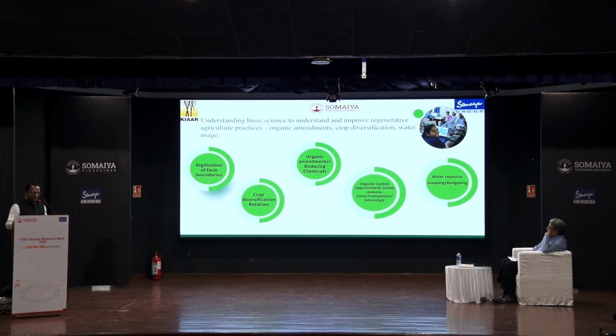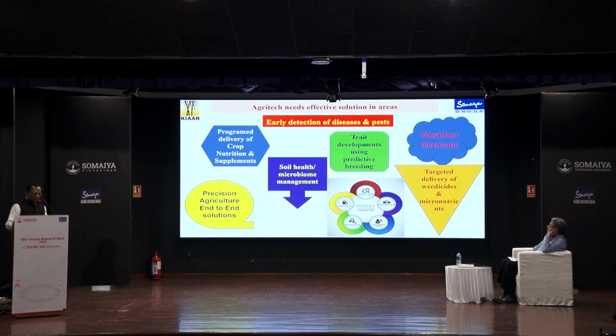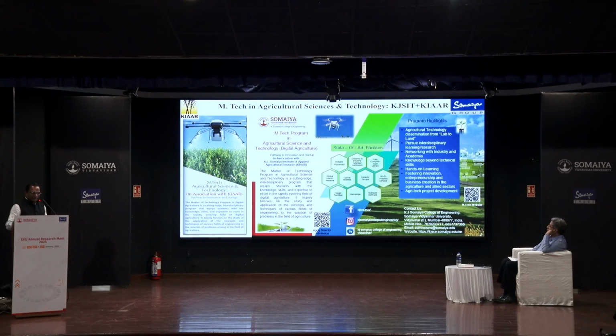Our focus areas include digitization of farm boundaries, which is already underway with KJSIT College. Dr. Shamal is our collaborative partner. We have done 55,000 plot boundaries, and our target is 2,80,000. Then we are encouraging crop diversification among farmers, and organic amendments are also being introduced. Carbon footprint work has not yet started. Maybe some faculty from the university are interested, and we can work on those areas. This is an area of our specific interest.